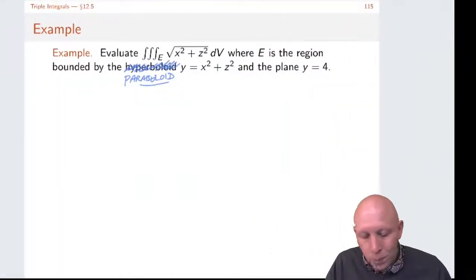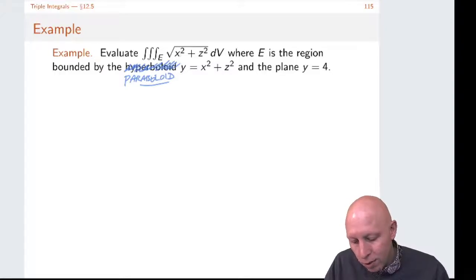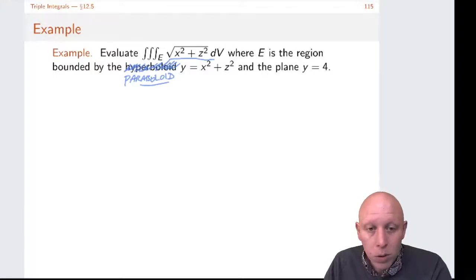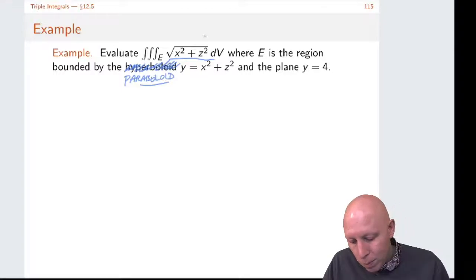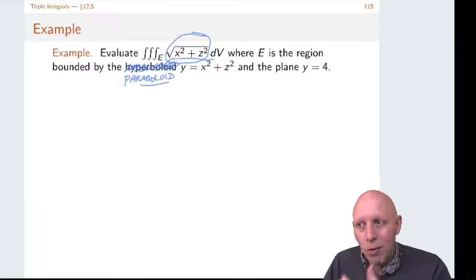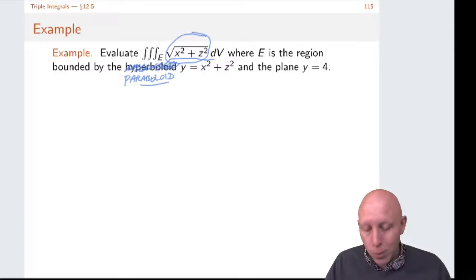So we're working on this integral where we have to do a triple integral of x squared plus z squared dv, where E is a region bounded by a paraboloid, y equals x squared plus z squared, and the plane y equals 4. Again, remember, this function, x squared plus z squared, is kind of like the temperature or the density of some object, and what we're looking for is the total mass of the object, or the total amount of heat in the room.